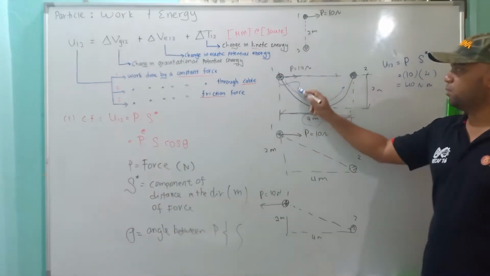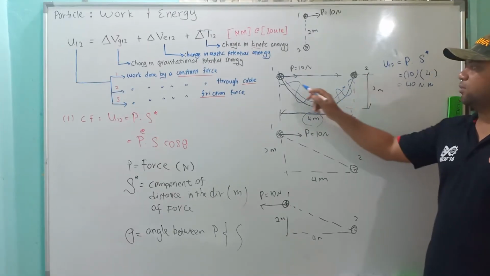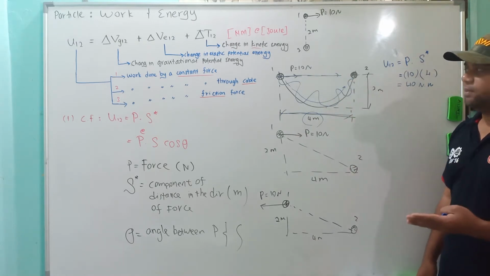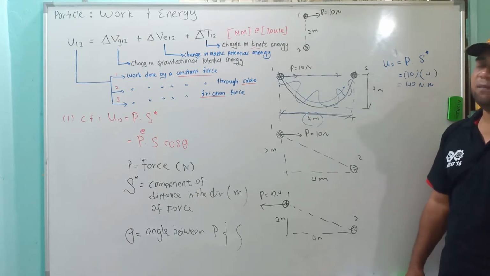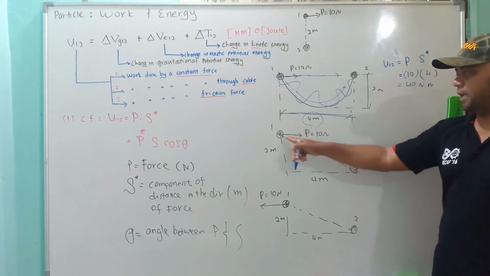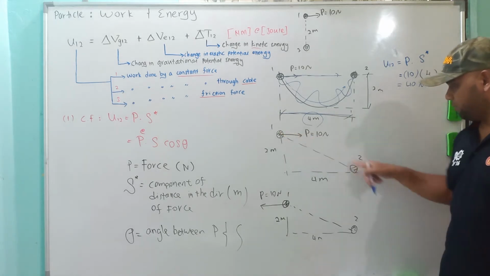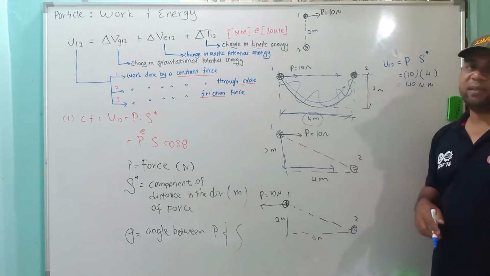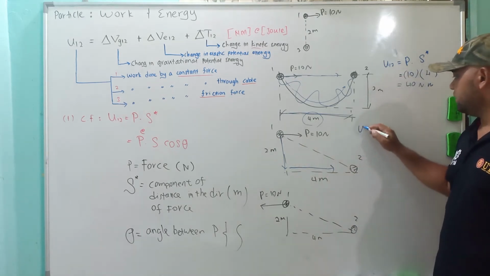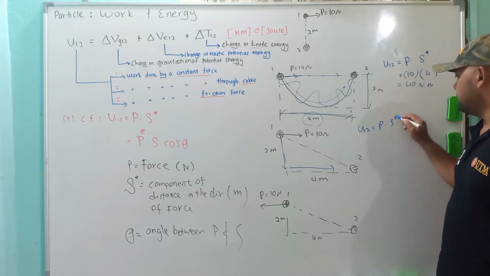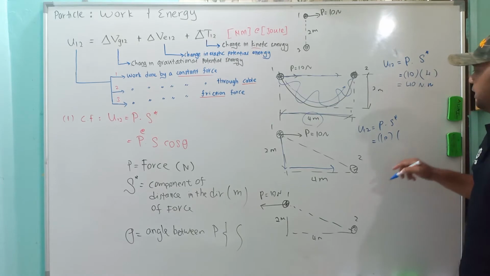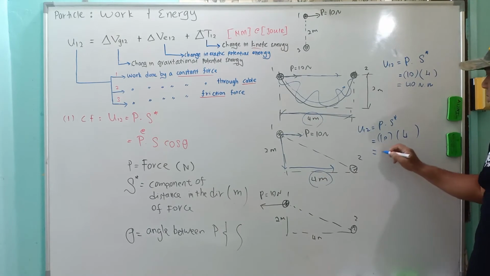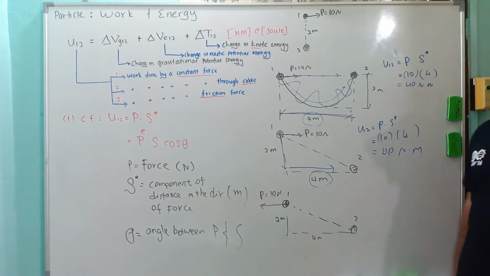It doesn't matter how this component moves. The one that we want to take is only the distance in the same direction as the force. The second one, the component is also acted by force 10 Newton, moving from here, going downward, going up to the right, 4 meter, down 2 meter. Using the equation U12 equal to P dot S, it is 10, and the distance in this direction is 4, so 40 Newton meter.